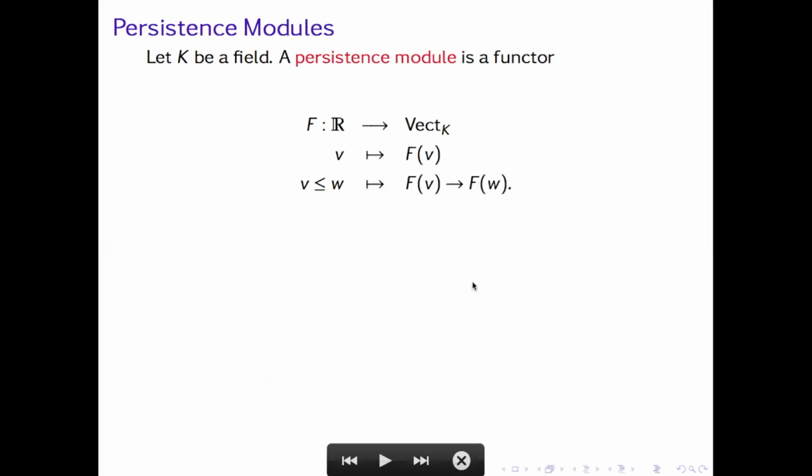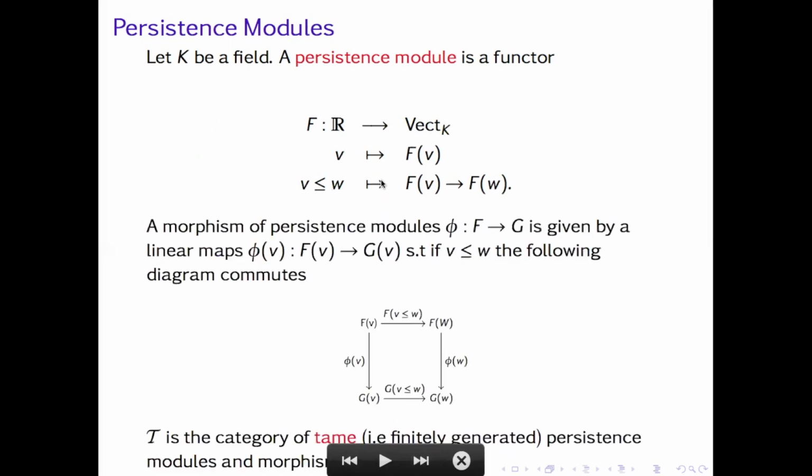So more formally, this sequence of vector spaces and linear maps, one can see as a functor indexed by R and with values in vector spaces. And we consider functors from R to vector spaces and maps between them, so natural transformations between them. So we have for each v a map from F(v) to G(v), and these maps have to commute with the internal maps of the modules. And people usually restrict to the category of tame persistence modules. And this means that there are finitely many critical values. So there are finitely many points where these sequences change, finitely many points where these maps are not isomorphisms.